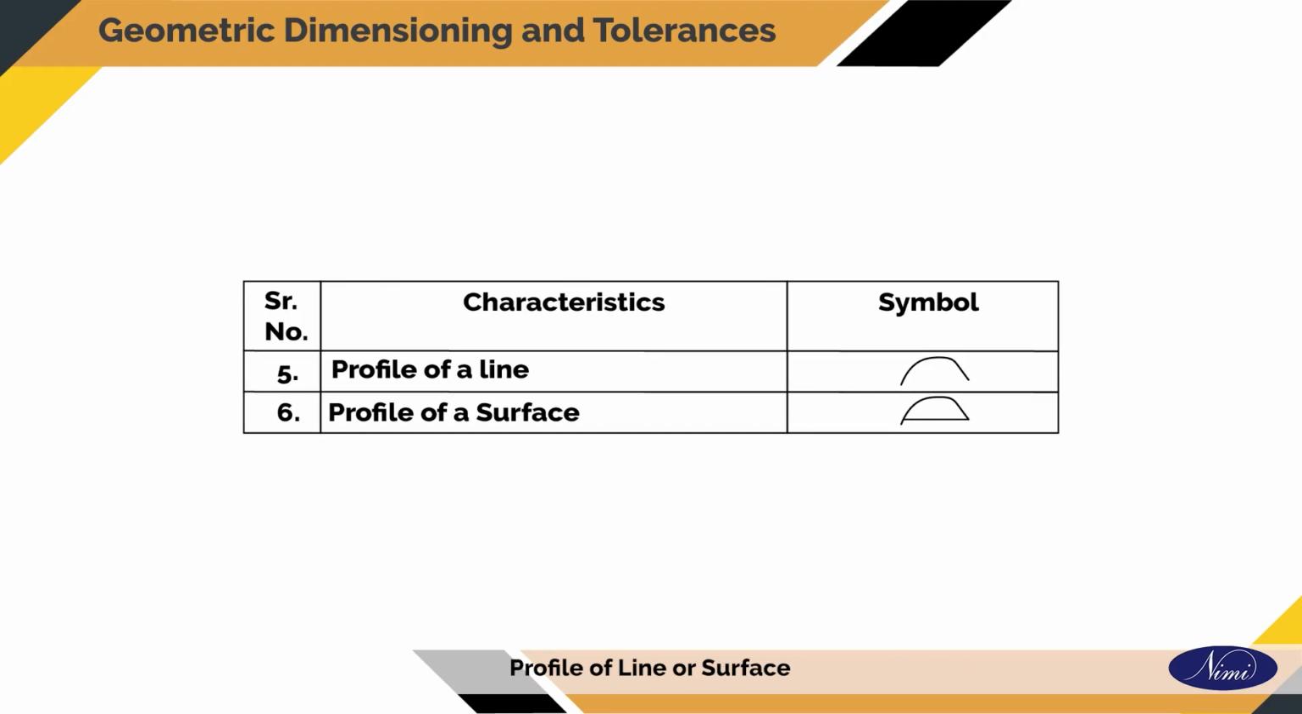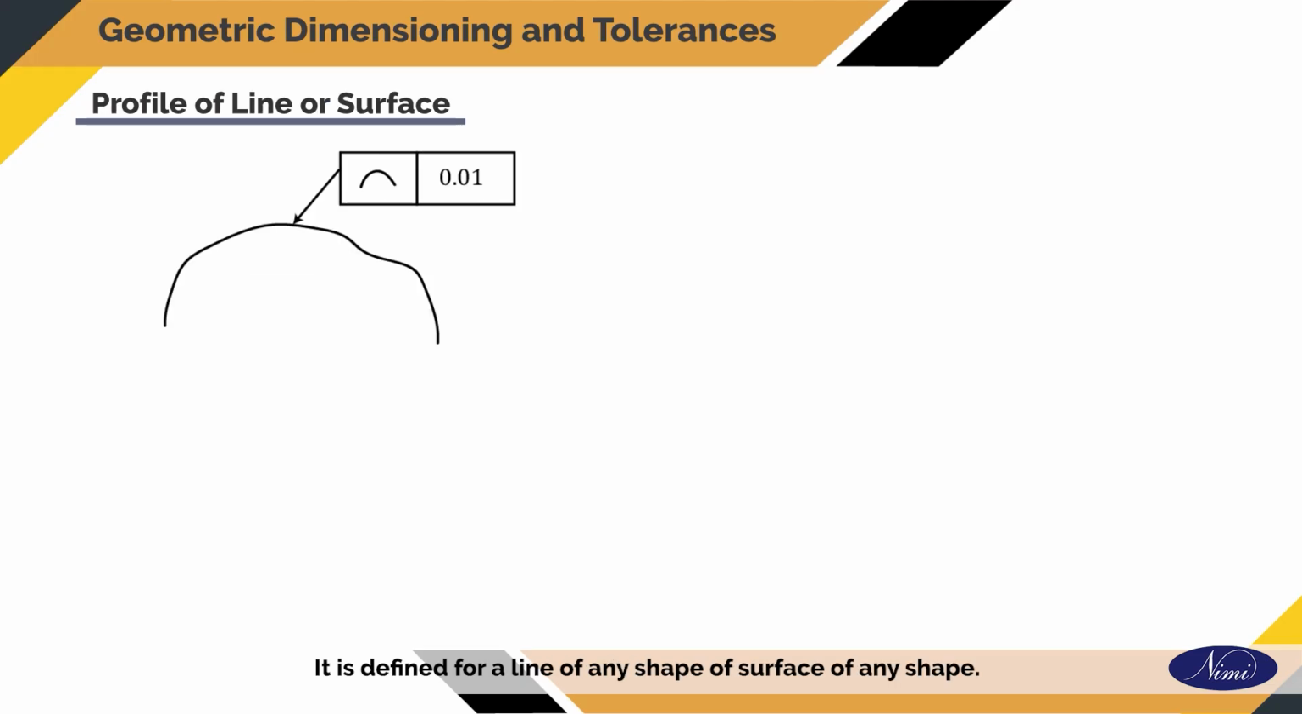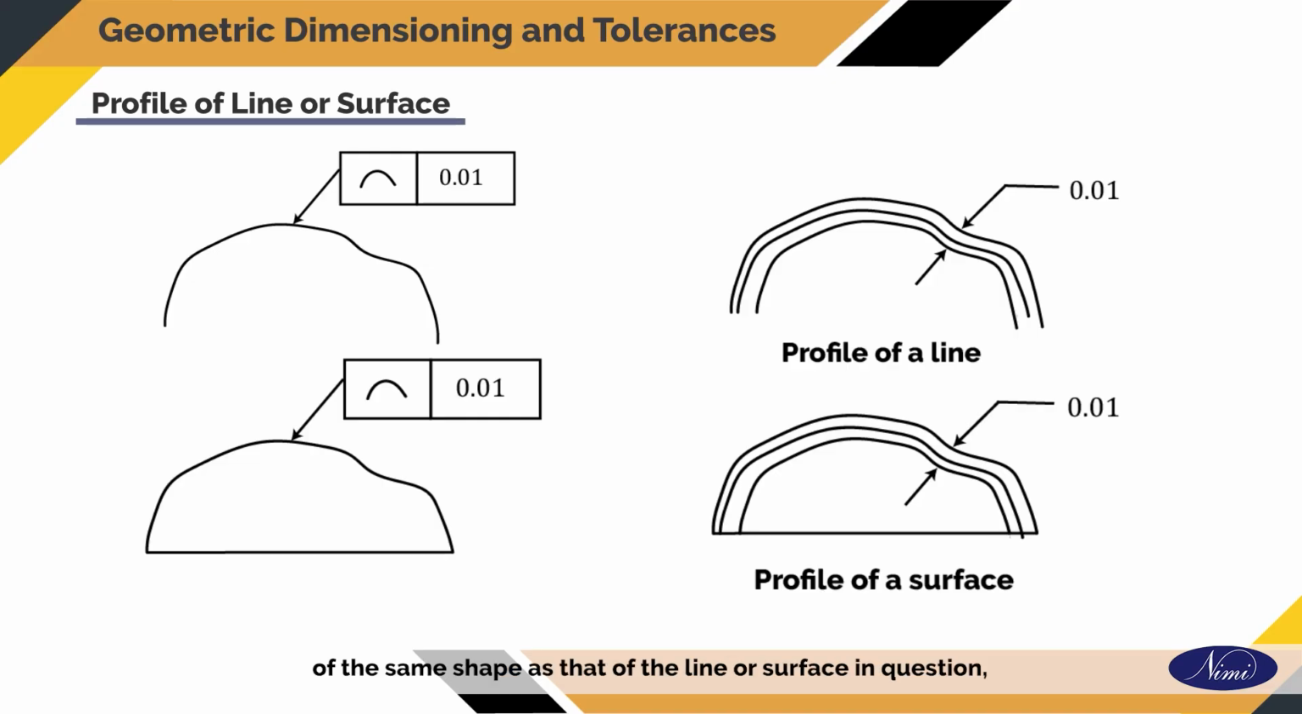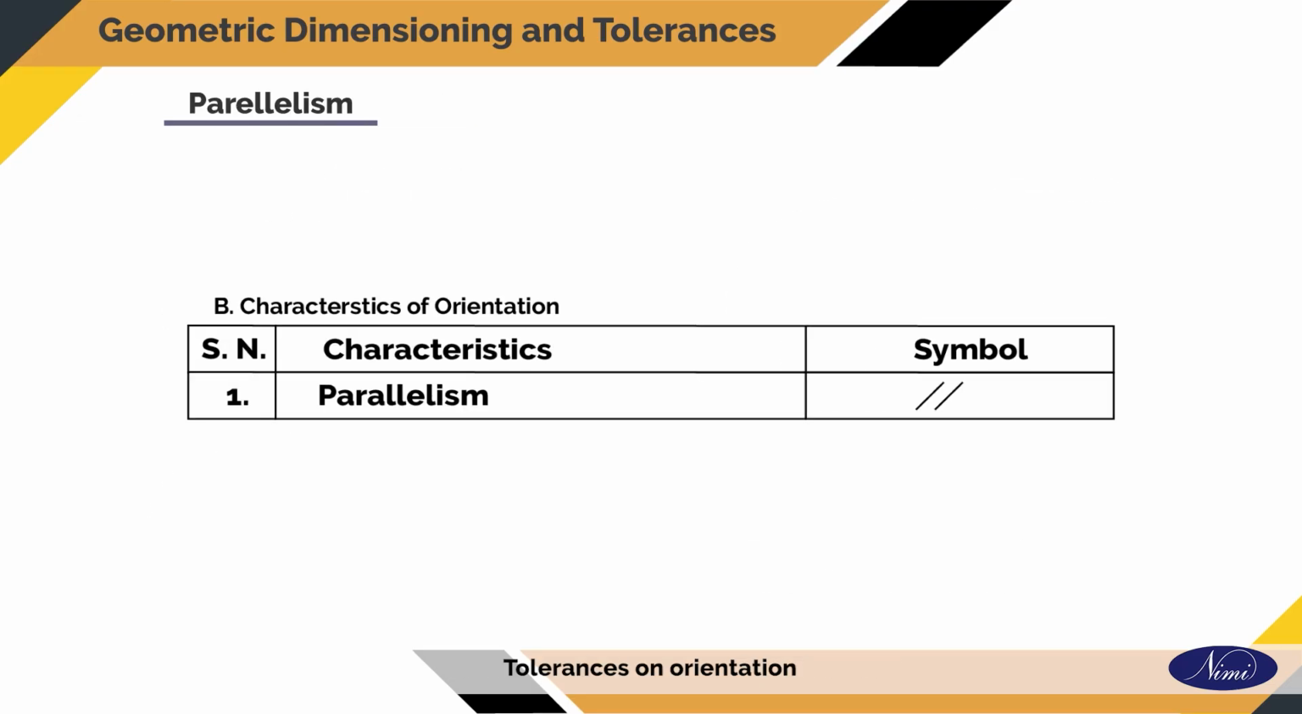Profile of line or surface. It is defined for a line or surface of any shape as the distance between two lines or surfaces of the same shape as that of the line or surface in question, separated by a distance equal to tolerance. Tolerances on orientation.